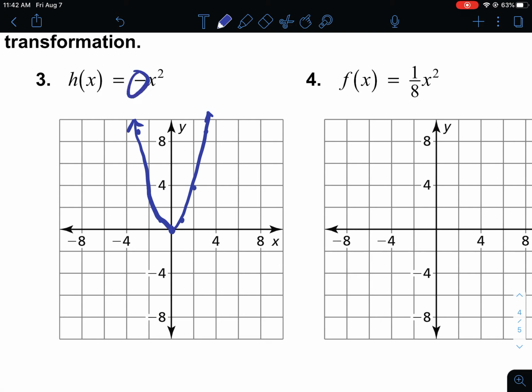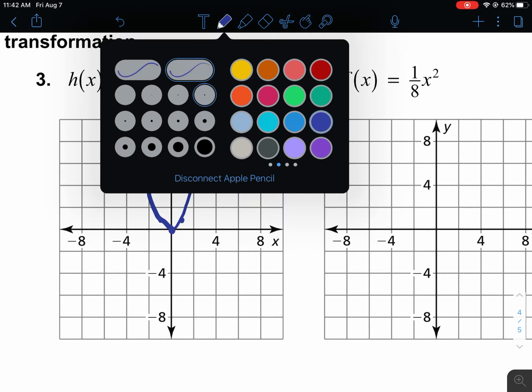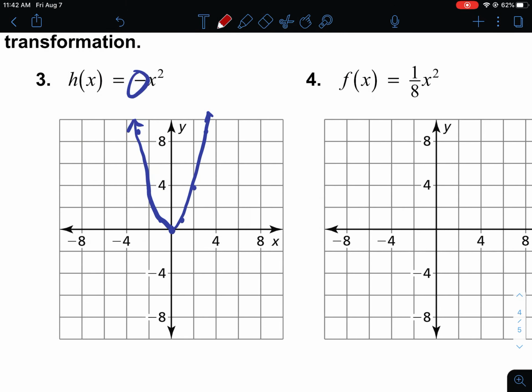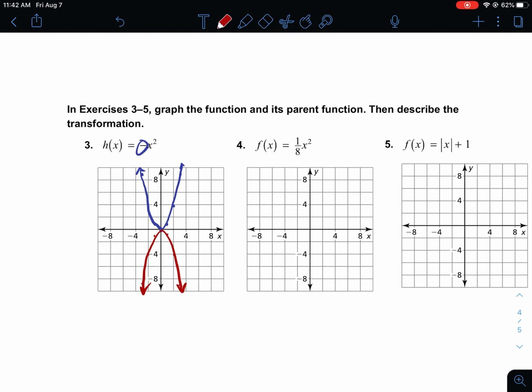By the negative being out front, I know that that is going to flip the graph. It's going to flip it upside down. So my transformation is going to be the exact same thing, just upside down. Okay, there's a transformation: flipped vertically.